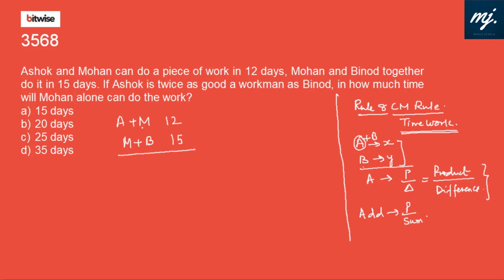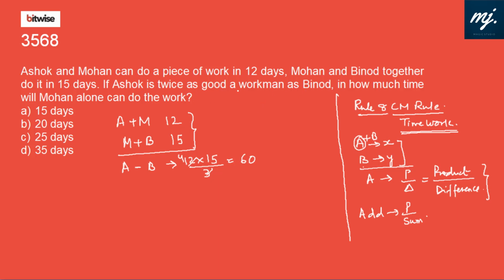If I subtract these two, I'll get A minus B. And what is the rule for subtraction? Product by difference. With the time, we will do product by difference. 12 into 15 by 15 minus 12, which is 3. That will give us 60. So the time difference between A and B is 60.